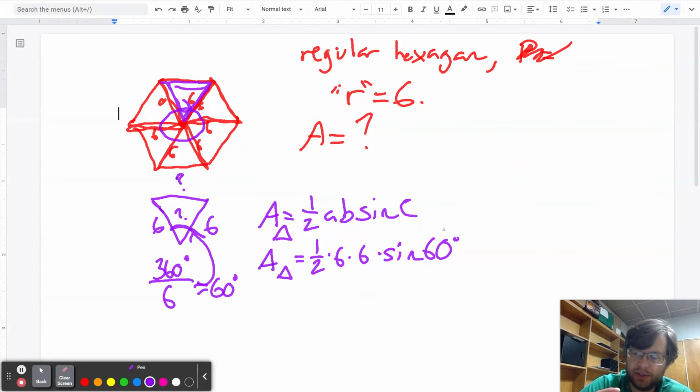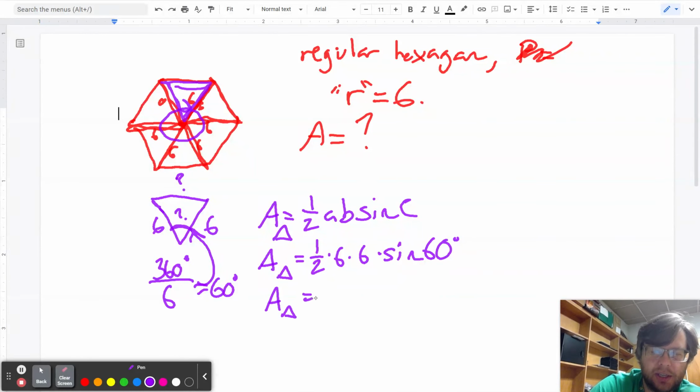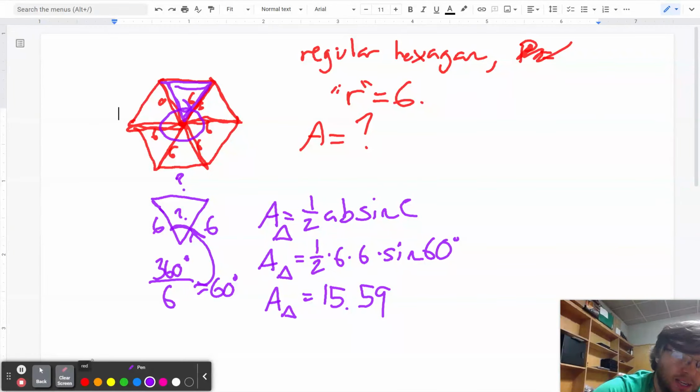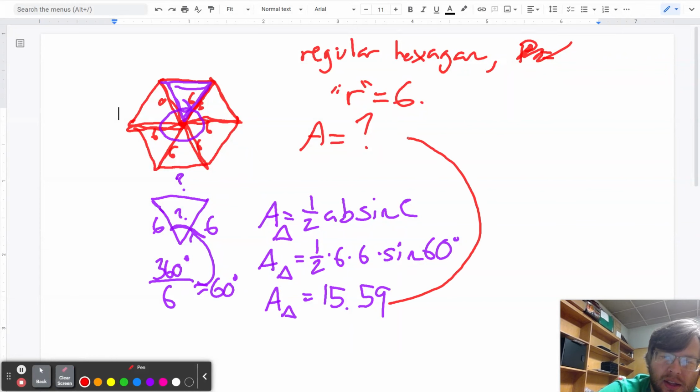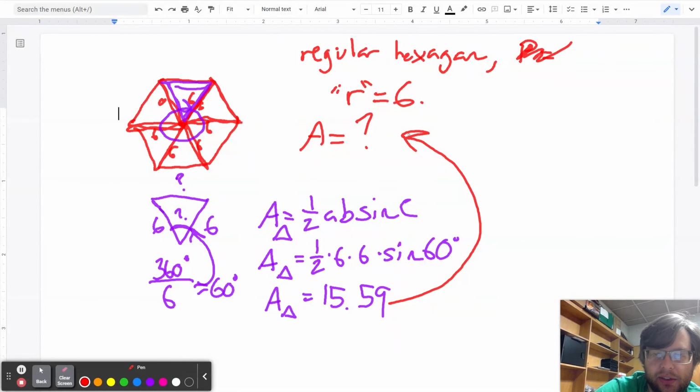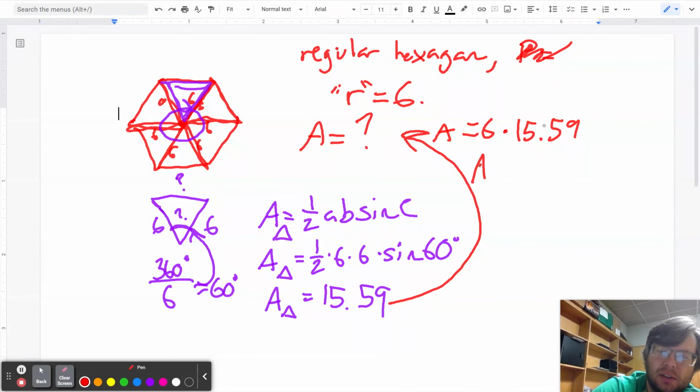So now you grab your calculator and I'll do the sine part first. 60 degrees, hit the sine button, times 1/2 times 6 times 6, and we end up with the area of one of those little triangles being 15.59. So then, if we wanted to find the area of the whole shape, it's just 6 of those triangles. So 6 times 15.59, the area of the whole shape is 93.54.